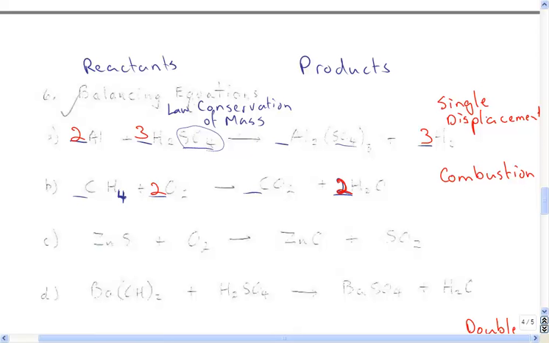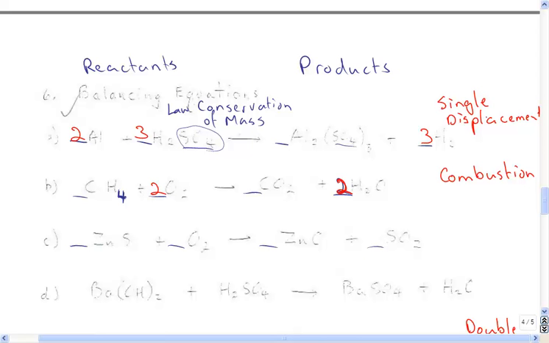This next one here, again, I guess this could be, it's kind of like a single displacement in that the oxygen sort of bumps out the sulfur, but then some of the sulfur recombines with the oxygen. So it's kind of like a single displacement and a synthesis reaction. So it's a combination of the two. But let's get to business here. We want to see what we can do to balance this equation. Let's see if we can do this without going over to the table. Oh, no, let's use the table.